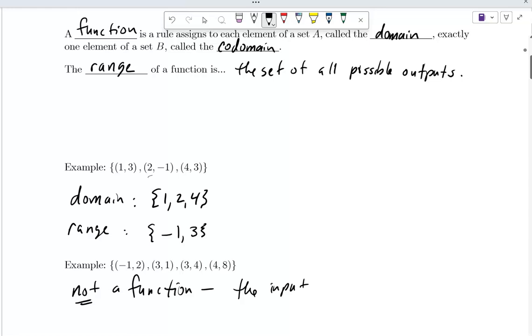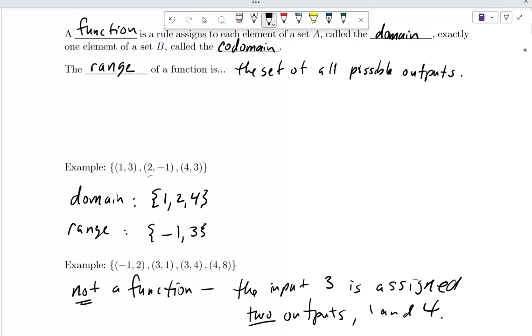The input 3 is assigned two outputs, 1 and 4. So not a function. Does that make sense? And again, if you have an input, you can only have one output.